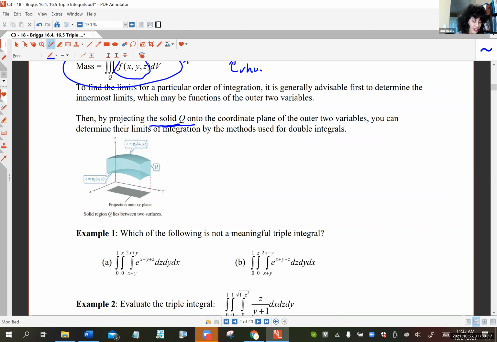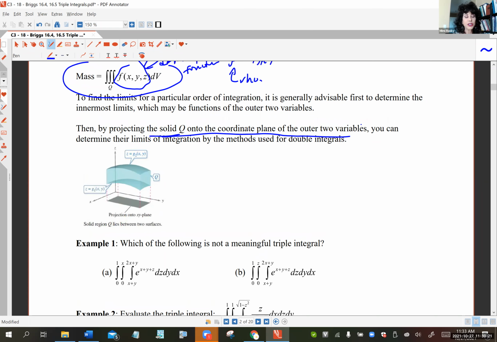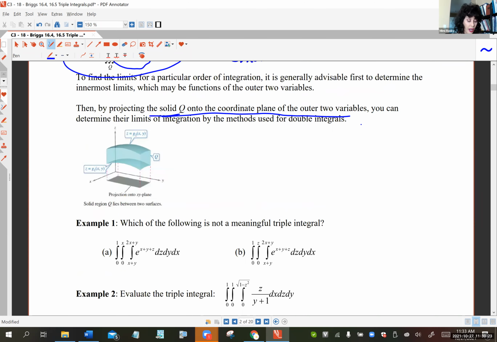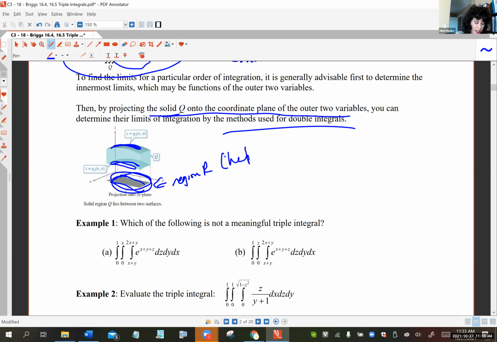So you're going to project the solid onto the coordinate plane of the outer two variables, and then you can determine the limits of integration the same way we do for double integrals. Your z is going to have a capping surface and an underbelly, and that's how you know who's taller and who's shorter. And then the projection of the solid onto the xy plane, you'll look at this region R down here, and that'll help to find the limits of x and y.